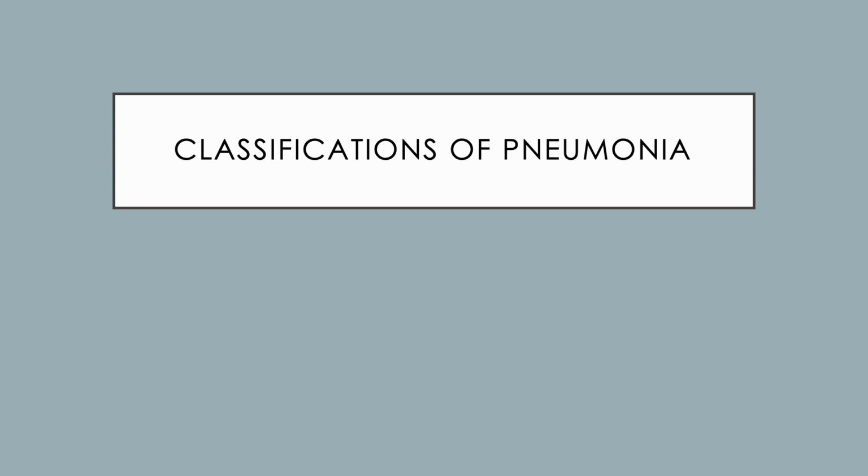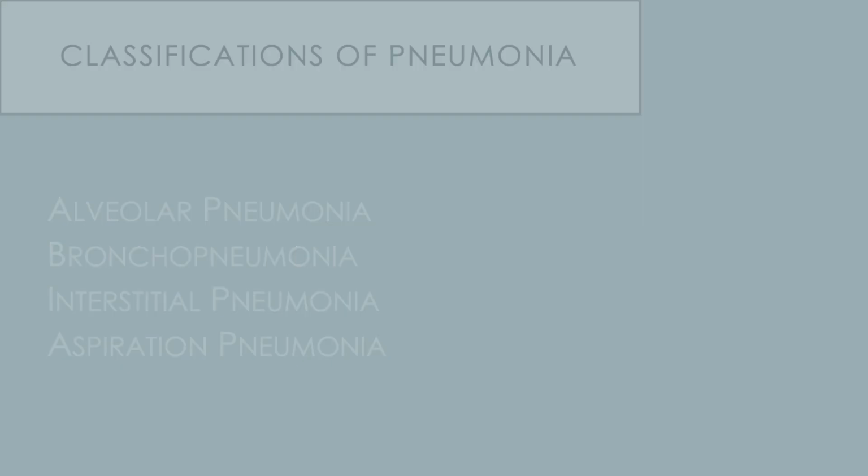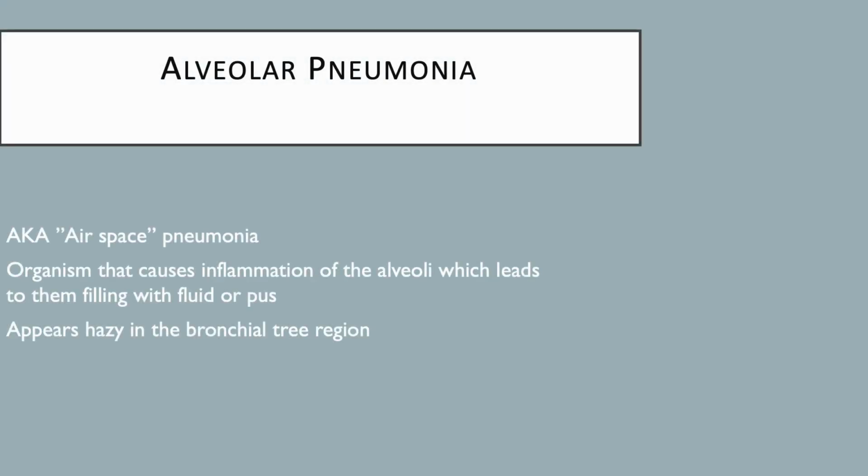Classifications of pneumonia. The following classifications of pneumonia are the most commonly seen in the X-ray field, which are alveolar pneumonia, bronchopneumonia, interstitial pneumonia, and aspiration pneumonia. Alveolar pneumonia is also known as airspace pneumonia.